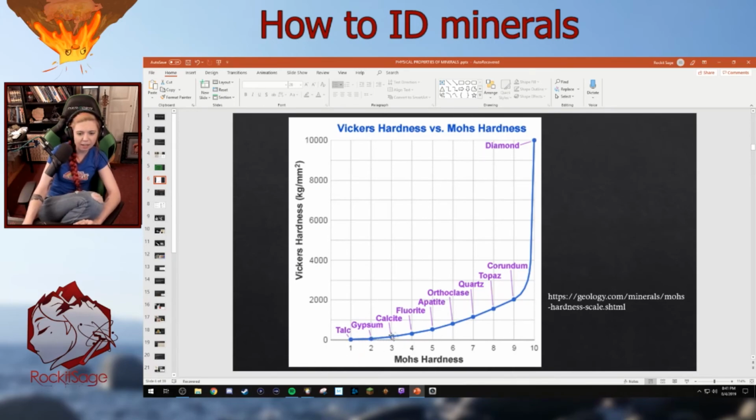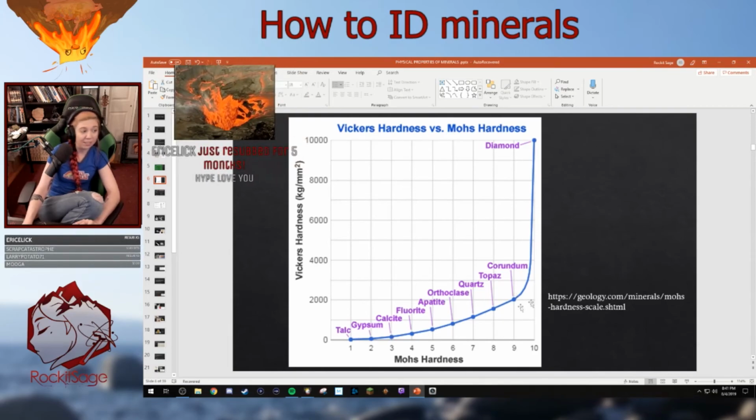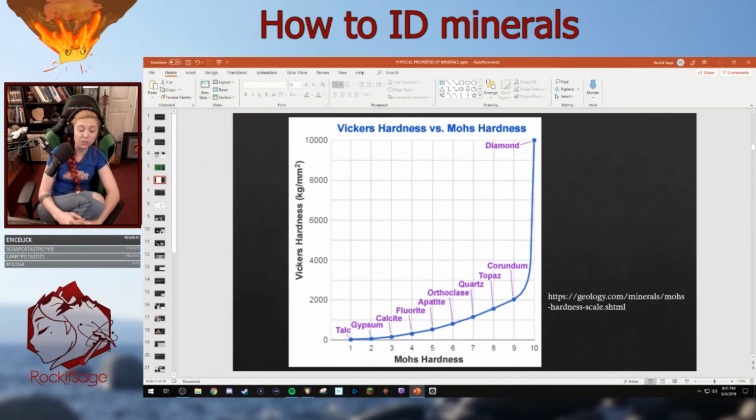You can see that from talc to corundum, it's not linear, but it's kind of almost linear. Yeah, it's almost logarithmic, but basically the big takeaway here is that these are pretty good in terms of being consistently hard from one another. And then you get to diamond, and it shoots all the way up. So diamond is insanely harder than these other minerals.